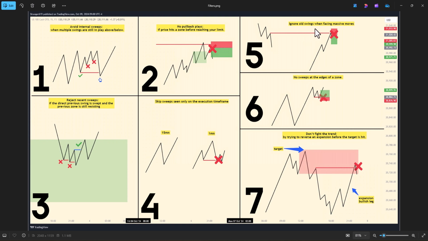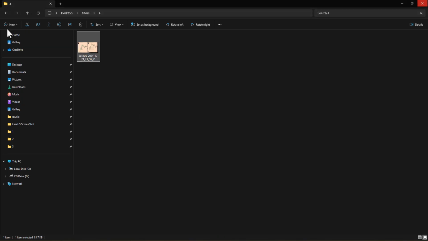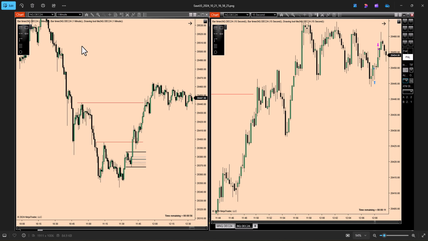Ignore all swings when facing massive moves. So don't try to reverse a trend just because you saw a bearish setup. Just because you saw a bearish pattern, don't reverse the trend. If we go to the examples, I only have one. Okay. So here, price was trading to the upside, and you can see that there is a really heavy trend to the upside. You can know it by these big bullish candles and the shy pullbacks.